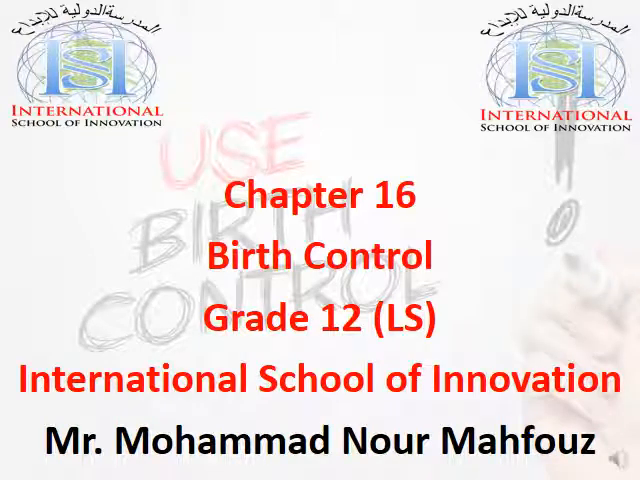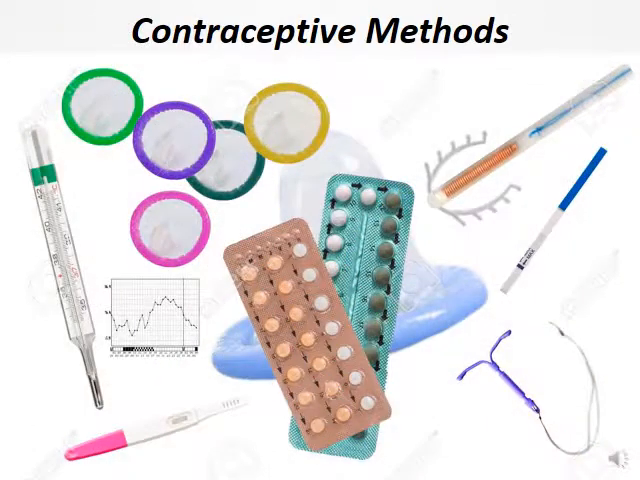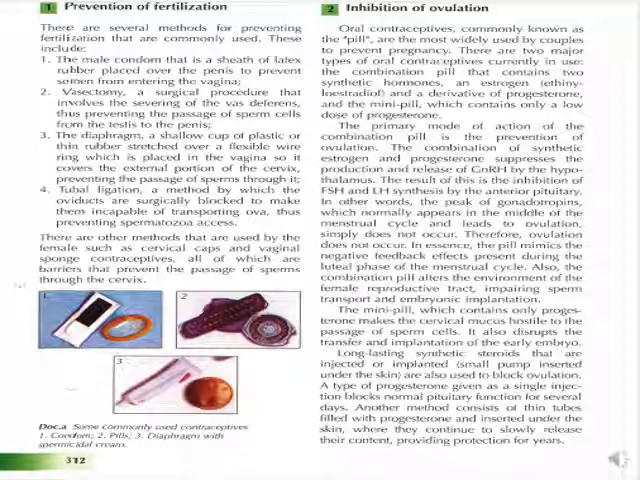Hello, grade 12 students. In this video, we're going to talk about our new chapter, chapter 16, birth control. Start with the first document talking about contraceptive methods. First, let's talk about paragraph 1. Paragraph 1 is talking about prevention of fertilization.